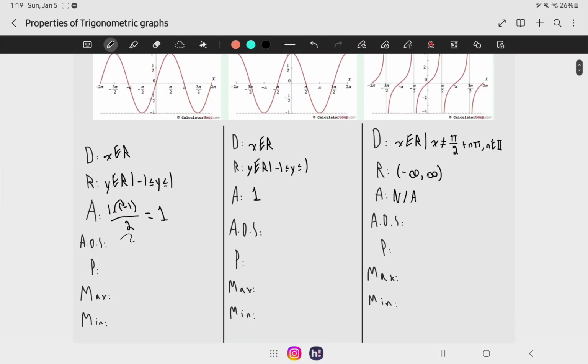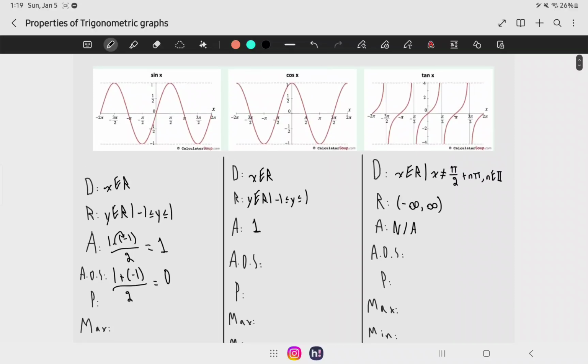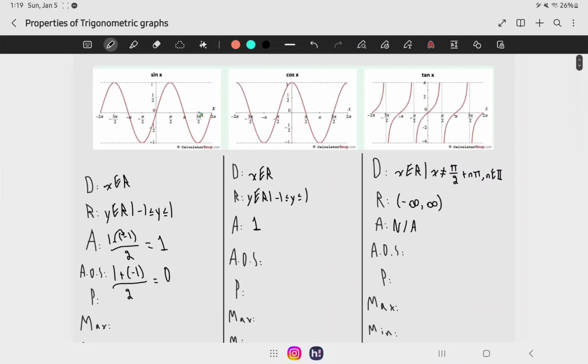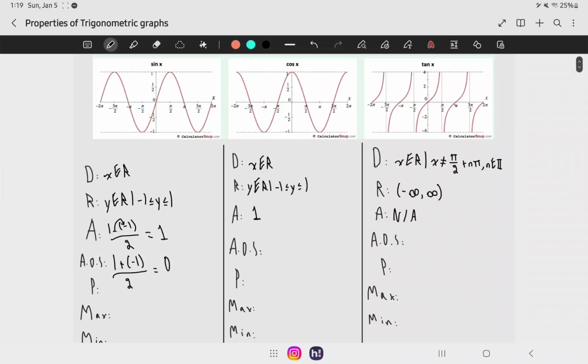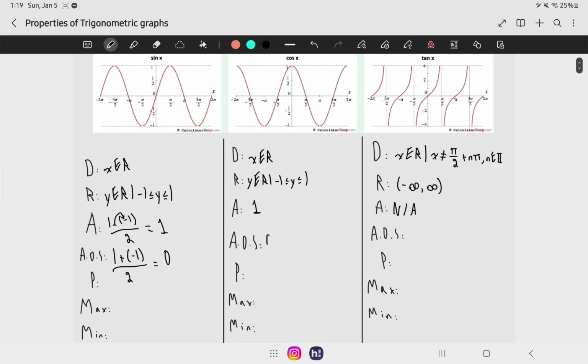It's going to be y max plus y min, so the max is 1, plus the min is negative 1, over 2. That's going to be equal to 0. So the axis of symmetry is 0, which makes sense because at y equals 0, our graph is split into two equal parts from the top and bottom. The same thing goes for cos x: the axis of symmetry is equal to 0.